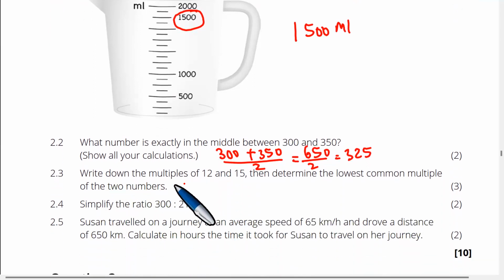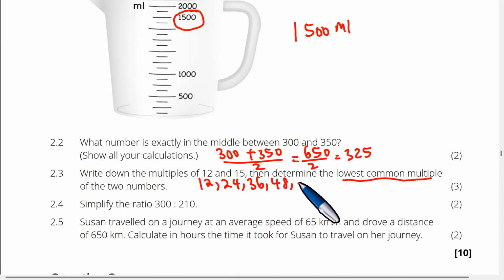Write down the multiples of 12 and 15. Then determine the lowest common multiple of the two numbers. Okay, let's write the multiples. The multiples of 12: you start with 12, then you add, you get 24, 36, 48, 60, 72, and so on.